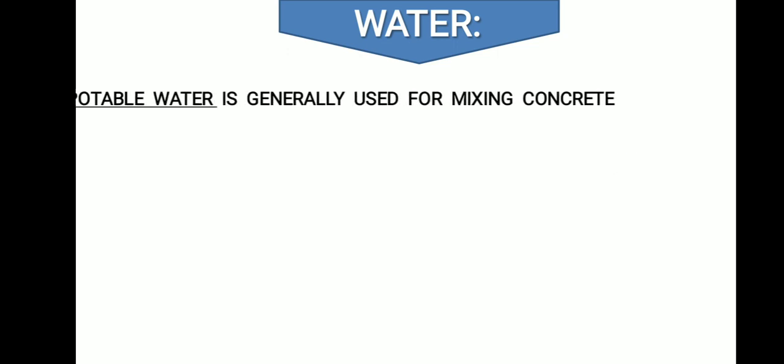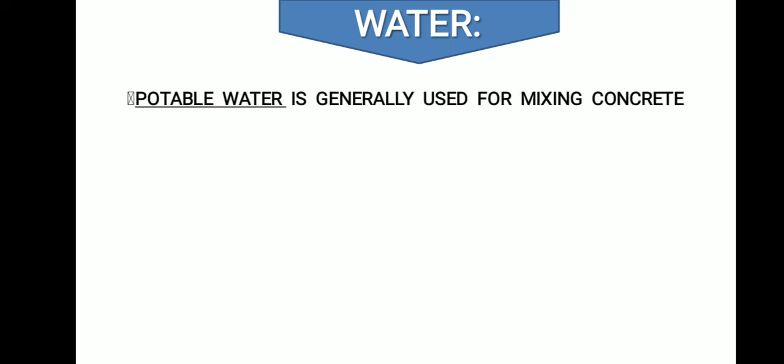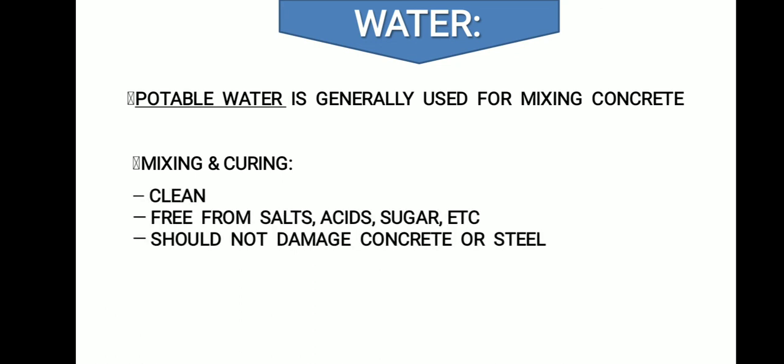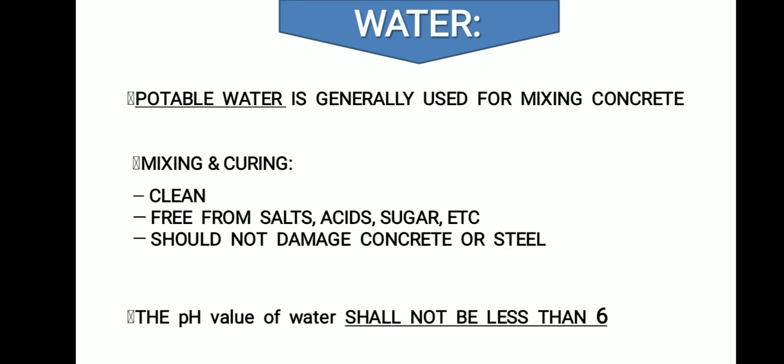Okay, so here we have the next material, water. We all know that potable water should be used for mixing concrete, and this is a thing to be kept in mind. In simple words, water that is used for mixing and curing shall be clean. It should be free from the injurious amounts of salts, sugar, acid, and other materials that may damage concrete or steel. And the most important, the pH value of water shall not be less than 6.